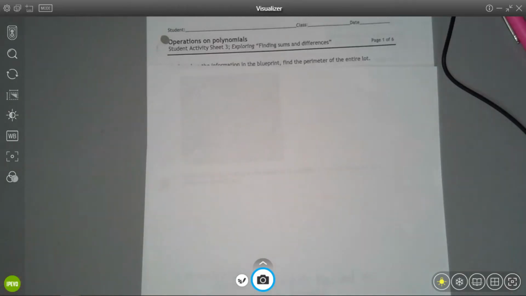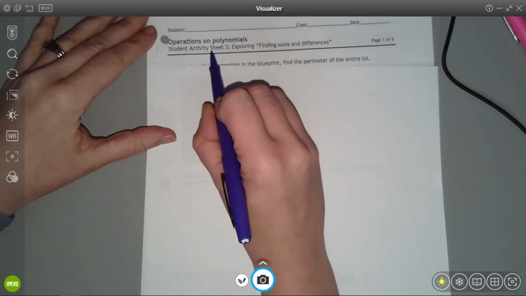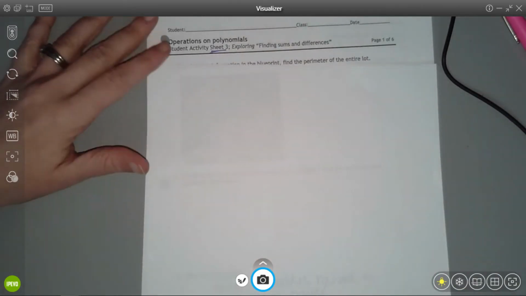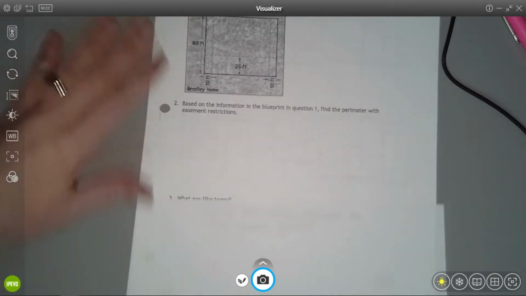Hey guys, we are on topic 16. This is student activity sheet 3, finding sums and differences. So we're actually going to skip right on down to question 3 here.